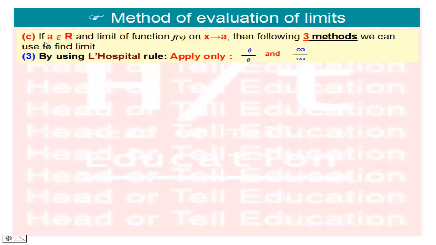So this is the third method to apply. If you have a belongs to R and the limit of function f(x) as x tends to a, the following three methods we can use to find it. So this is the last method to find the limit, by using the L'Hospital rule. This rule applies only on the indeterminate form 0 divided by 0 or infinity divided by infinity.